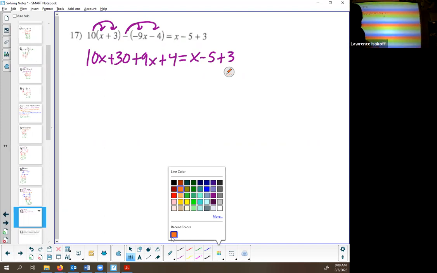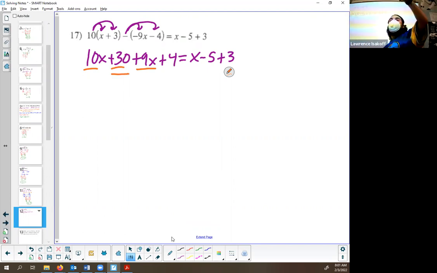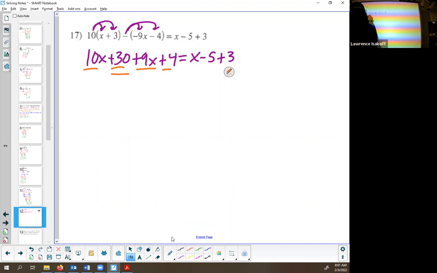What are my like terms on the left side? 10x and 9x are like terms. Any others? 30 and 4, yeah. The x is on the other side, so while it is a like term, because it's not on the same side, I'm not going to worry about it right now.